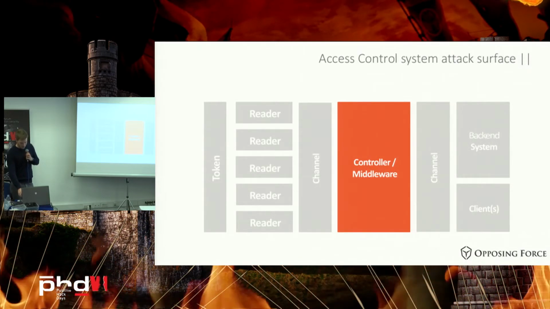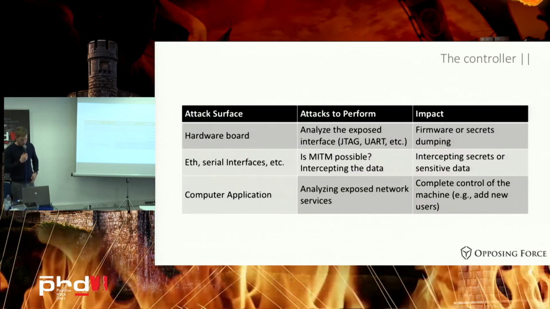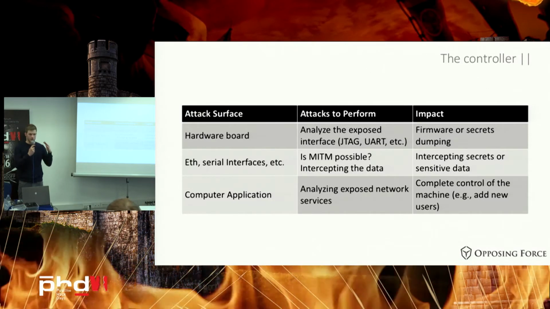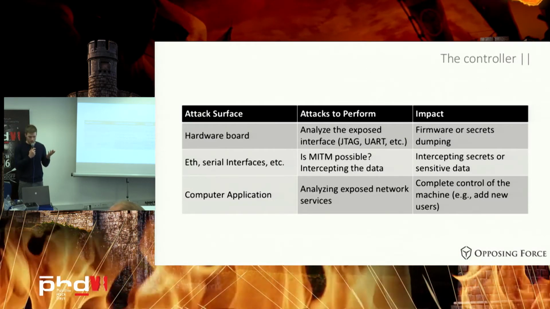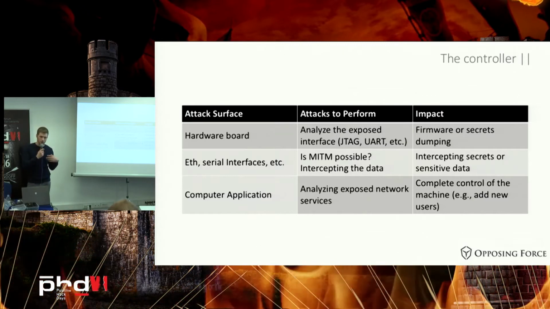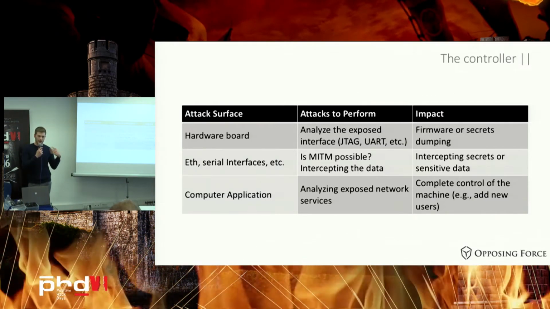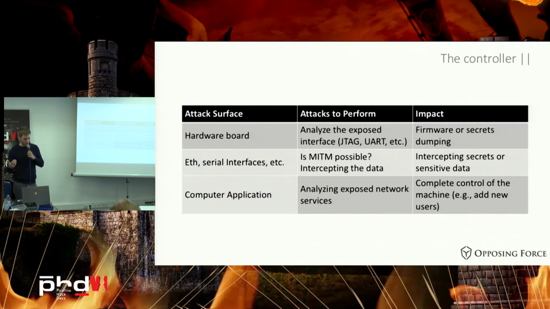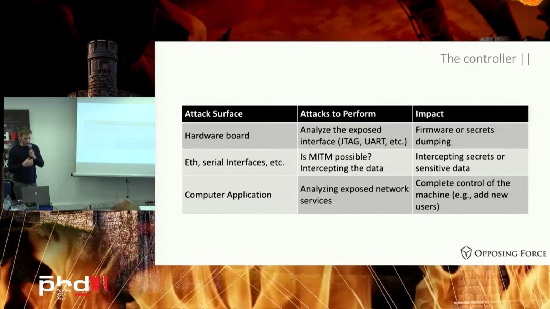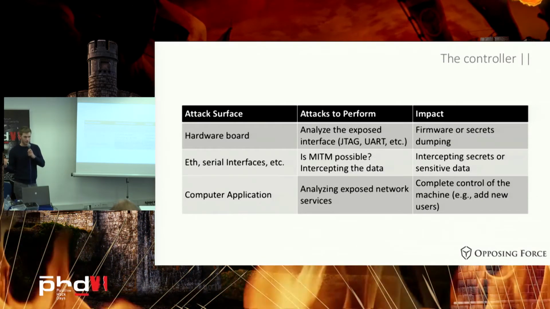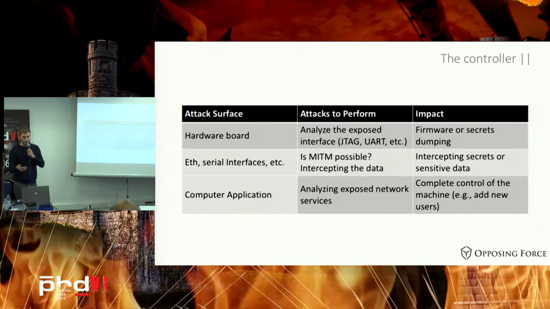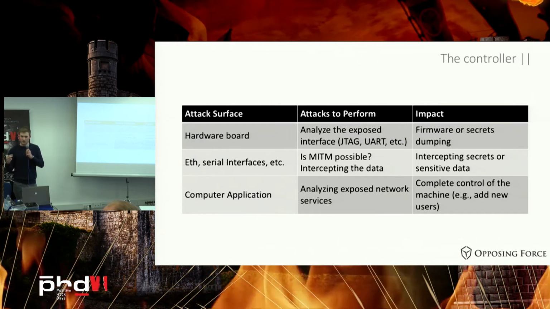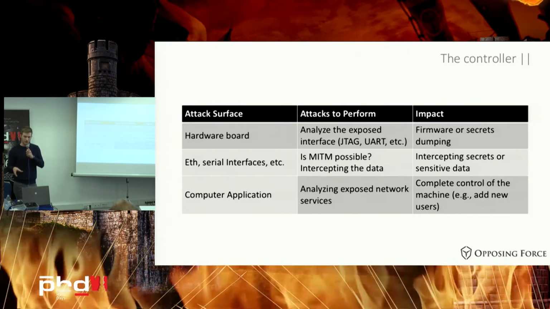Okay, then we have the controller. And as I said before, the controller can expose some network services. And those network services are several times vulnerable. So we can hack the controller, try to get privileges on the controller, and add new data, new users, new privileges, escalate our privileges or whatever. There is also, of course, the Ethernet or serial interface from the controller to the reader, and from the controller to the backend system. And then there is the hardware board, in which, again, we can try to extract the firmware, extract the keys, or some secrets inside the controller.